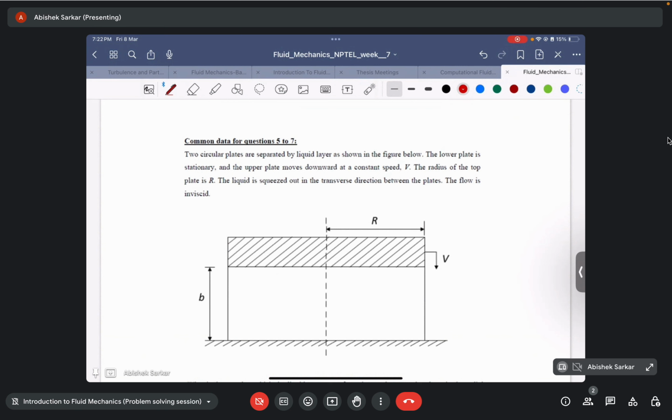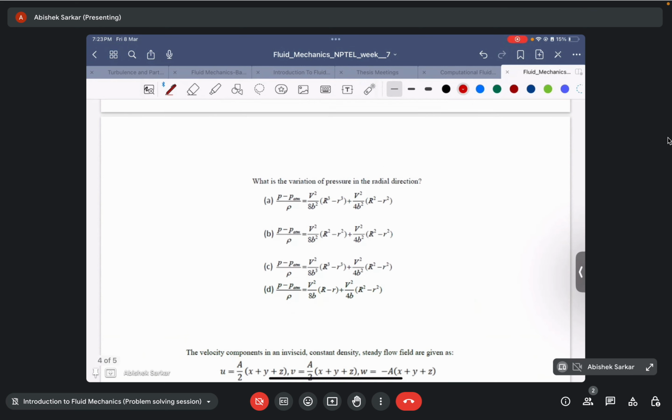Here in this example, if we consider the density rho to be constant, and consider the fluid to be inviscid, then we can directly apply the Bernoulli's equation or the unsteady Bernoulli's equation in this problem to find the net pressure distribution, right? So let me go back to my notes.